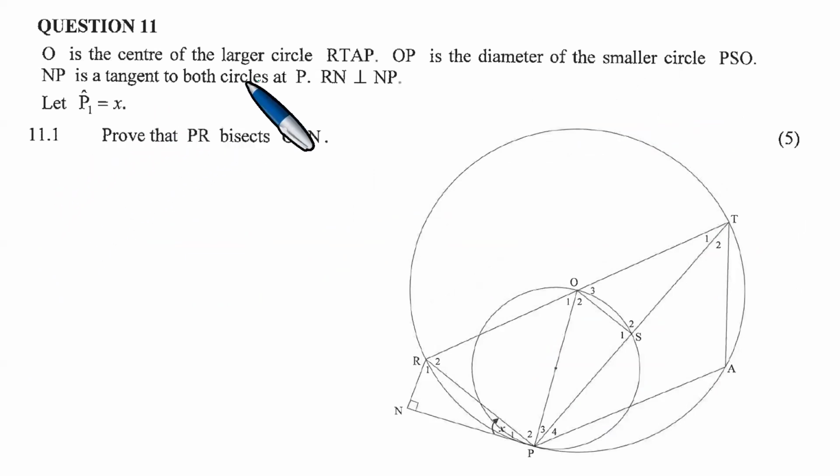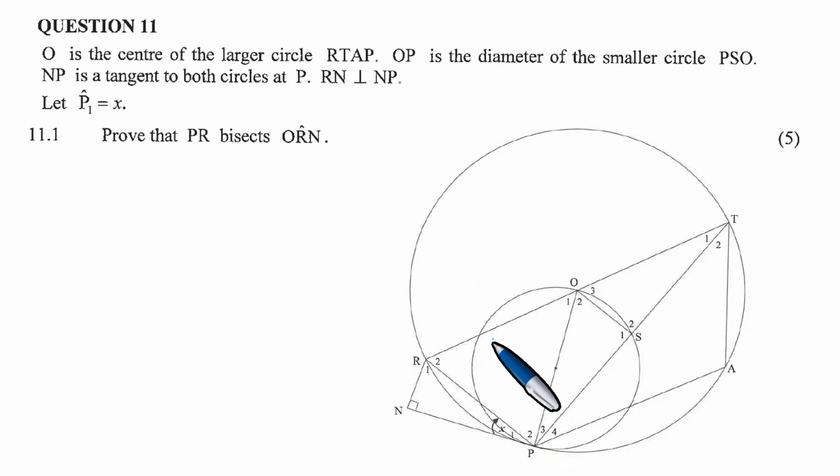Right. O is the center of the larger circle. Here is O. It is the center of the larger circle, circle RTAP. If you look, this is P, this is R, and this here is T, and this one is A, and this is P. So R, T, A, P.